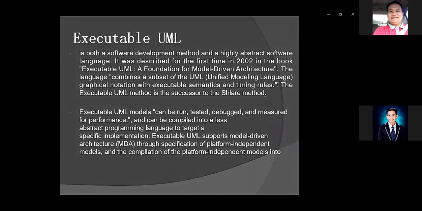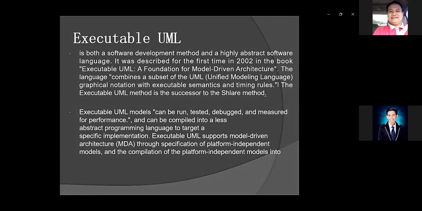Executable UML is both a software development method and a highly abstract software language. It was described for the first time in 2002 in the book Executable UML: A Foundation for Model Driven Architecture. The language combines a subset of the UML, Unified Modeling Language, graphical notation with executable semantics and timing rules. The executable UML method is the successor to the Shlaer-Mellor method.